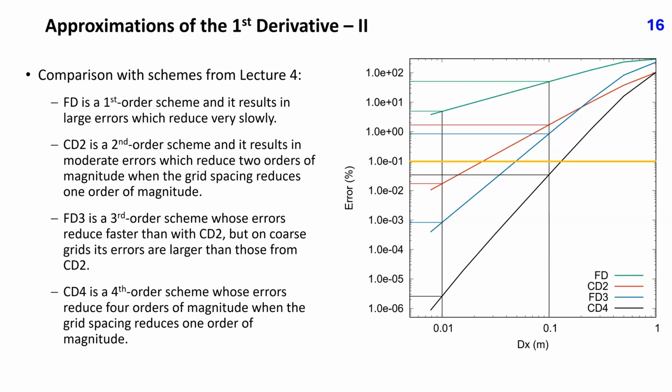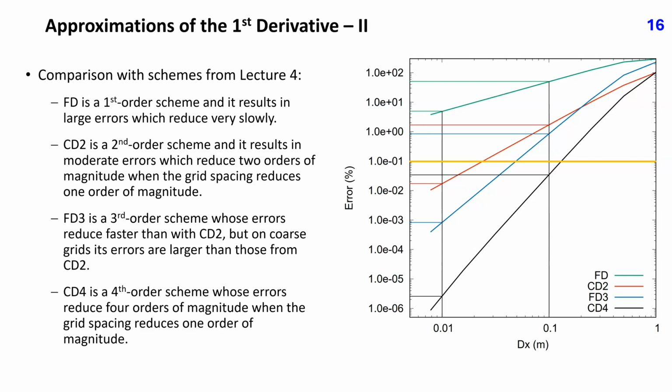When we consider grid requirements for a three-dimensional flow simulation, this means that FD3 would require almost twice finer grid in each direction than CD4. For CD2, the ratio is over 4 times, and for FD, over 100 times more grid nodes in each direction than CD4.